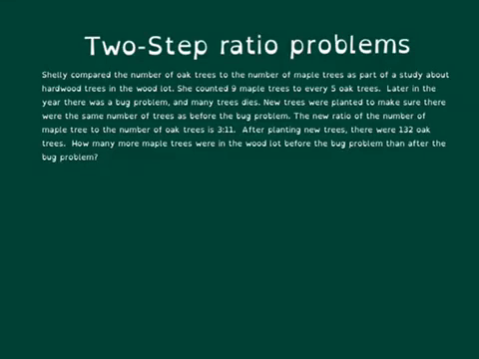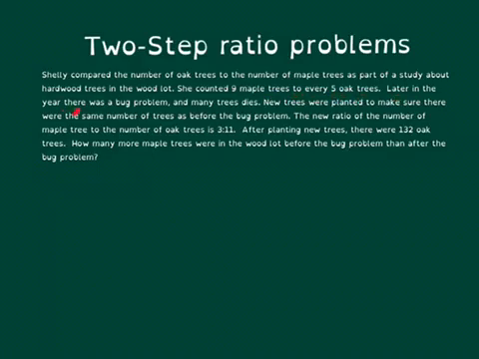All right, this last type of problem is just a little bit more complicated, which means that we need to be more organized. Shelley compared the number of oak trees to the number of maple trees as part of a study about hardwood trees in the woodlot. She counted 9 maple trees for every 5 oak trees.